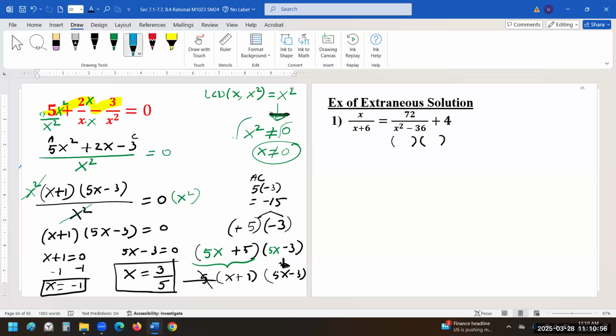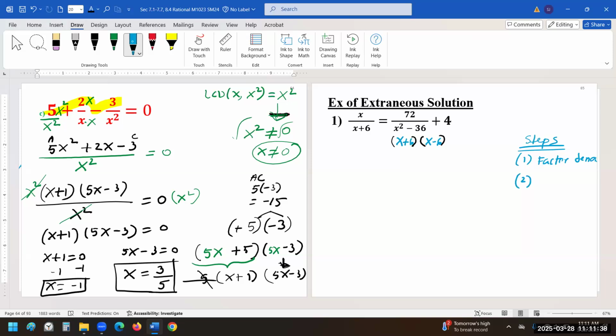Anytime your denominator is factorable, always factor the denominator first. We don't care about factoring the numerator, but we do care about factoring the denominator. So this is a difference of perfect squares. So it's x plus 6, x minus 6. So we did factoring. Let me write the step here. Steps. Factor the denominator.